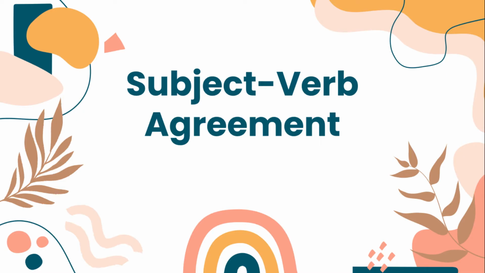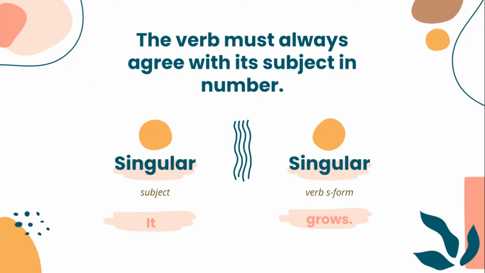Hi, it's English time. In this video, I will discuss subject-verb agreement. To avoid conflict in sentences, the subject and the verb must always agree. Take time to learn. The verb must always agree with its subject and number. A singular subject requires a singular verb, S form.